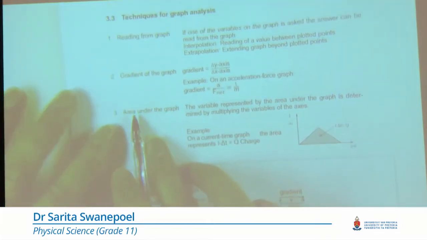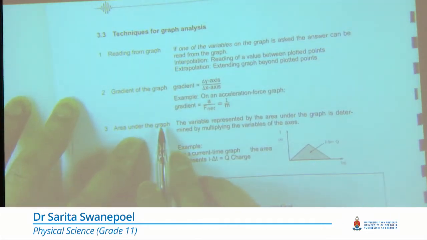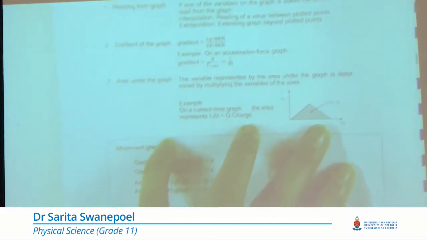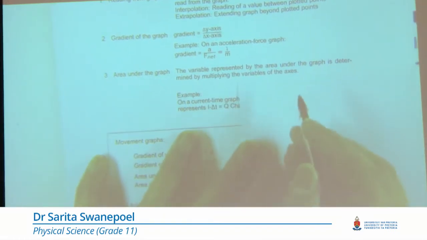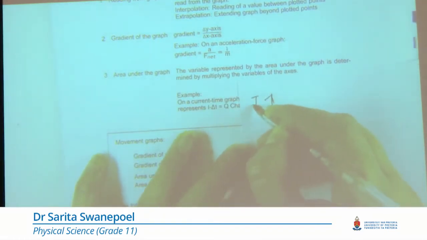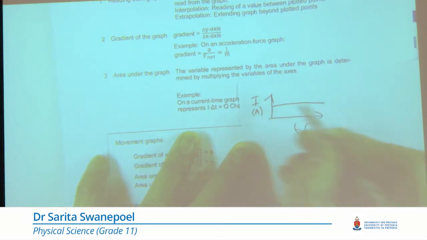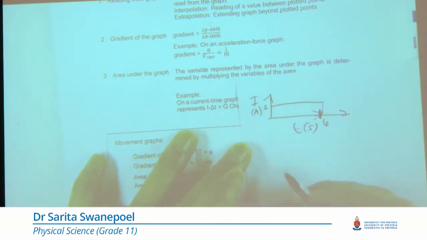Now the very last one you can do is you can get the area under the graph. How do you get area under the graph? Now I gave you an I-T graph. Let's just quickly think about an easier I-T graph. If the I-T graph looked like that and it was 3, and I told you, okay, let's look at this for, say, 6 seconds. It was an ordinary question.